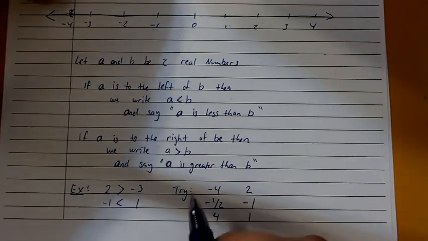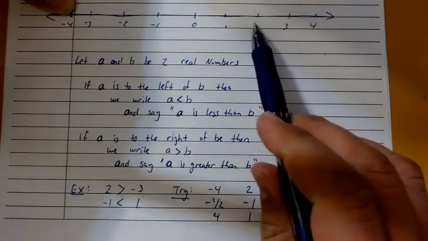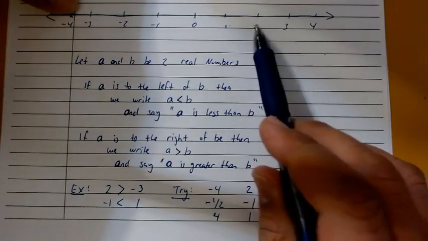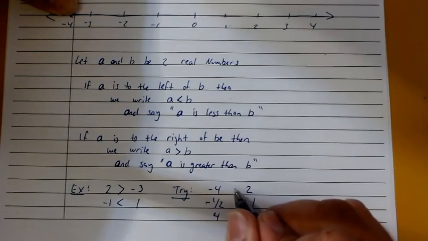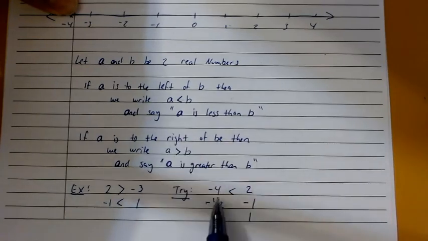All right, so let's take a look. -4. Notice, there's your -4. There's your 2. -4 is further left than 2. Okay, so you have your arrow pointed left, and it is less than. -4 is less than 2.